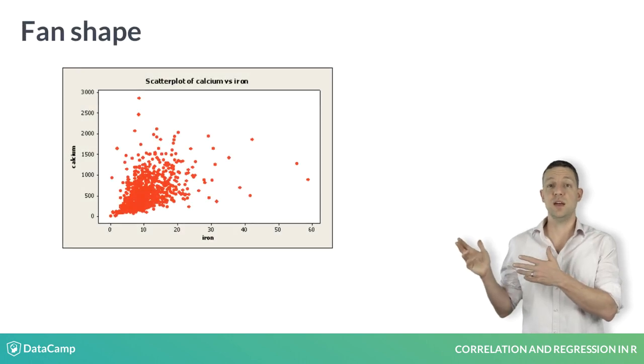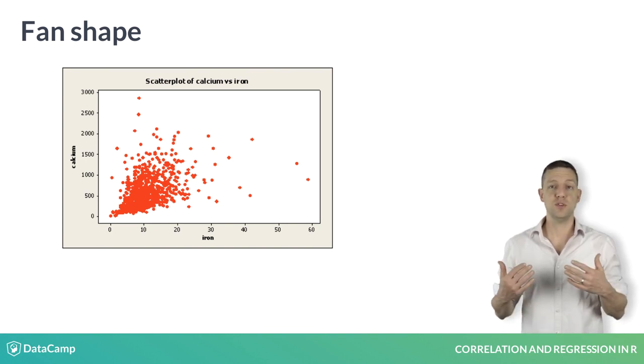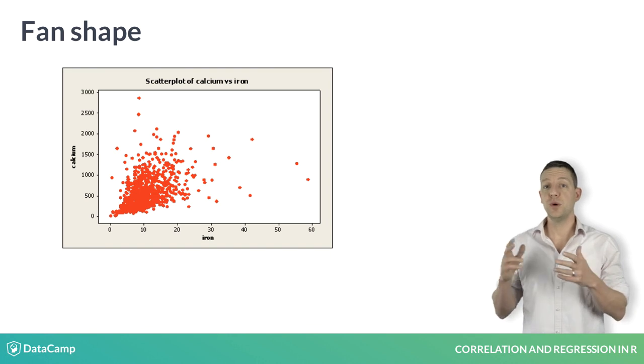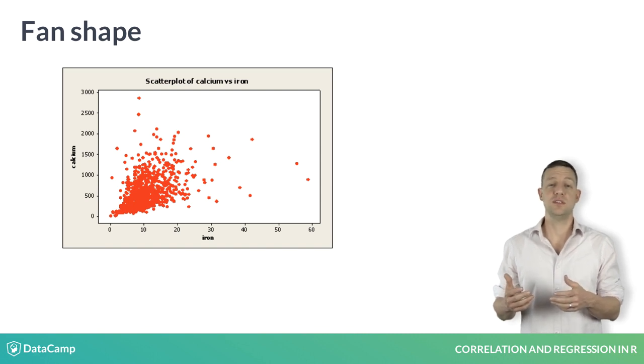In this scatter plot, we see what is known as a fan shape. The direction is certainly positive, but the spread of the points increases dramatically as we get further from the origin. If we wanted to fit a linear model to these data, we would be best served by performing a logarithmic transformation on both variables. My guess is that taking the log of both calcium and iron would result in a very nice looking scatter plot with a clear linear form.